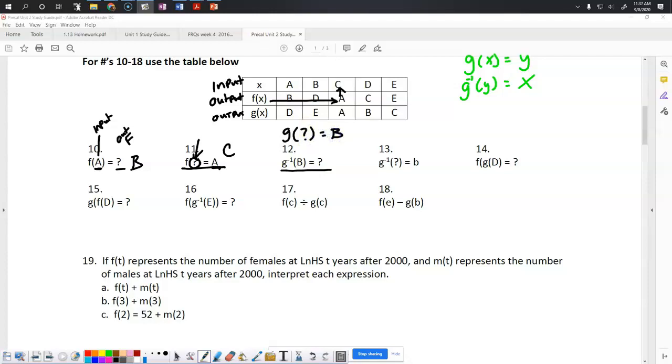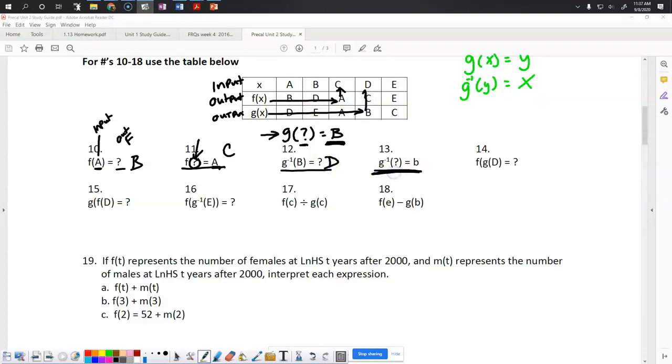So in other words, I'm looking for the output B and wondering what the input is that goes with it. And we're in the G function row. So I'm going to go to the G function row, and I'm going to look for where the output is B, and the input that goes with it is D. So the answer here would be D.